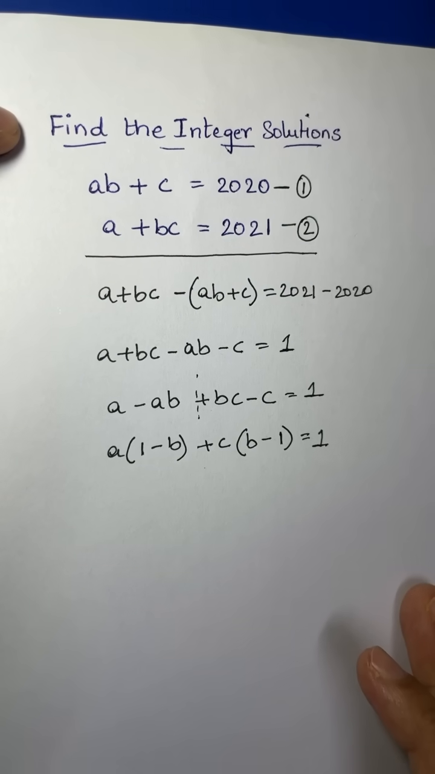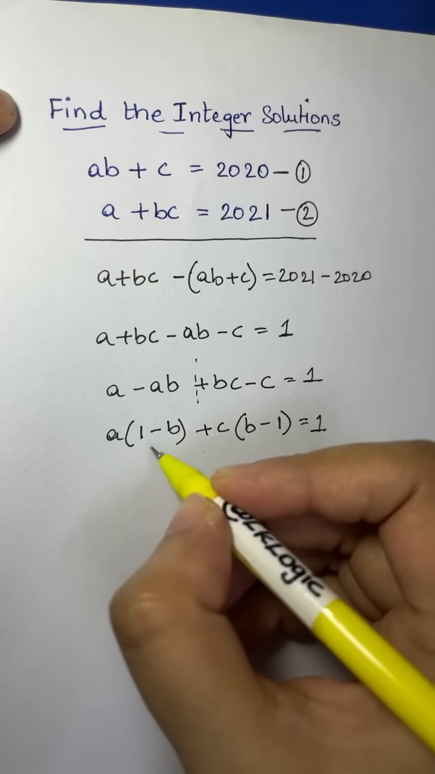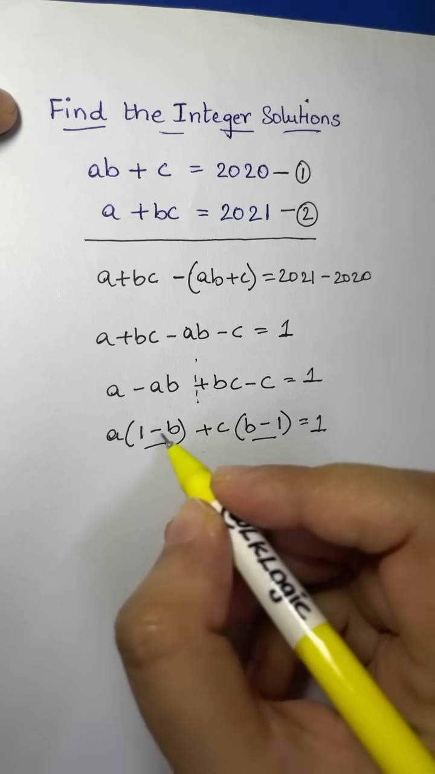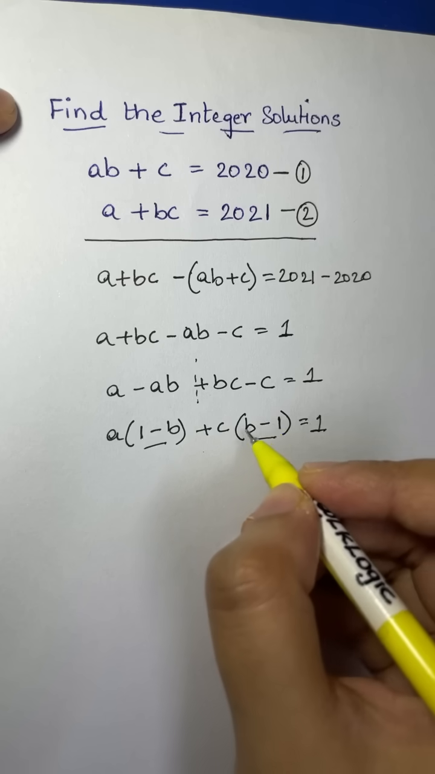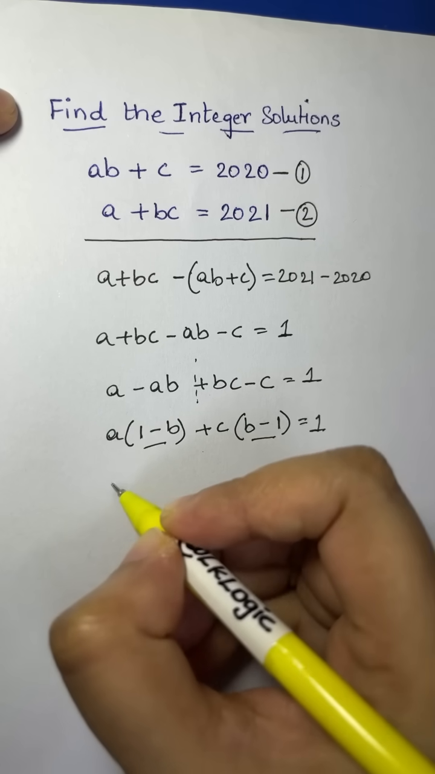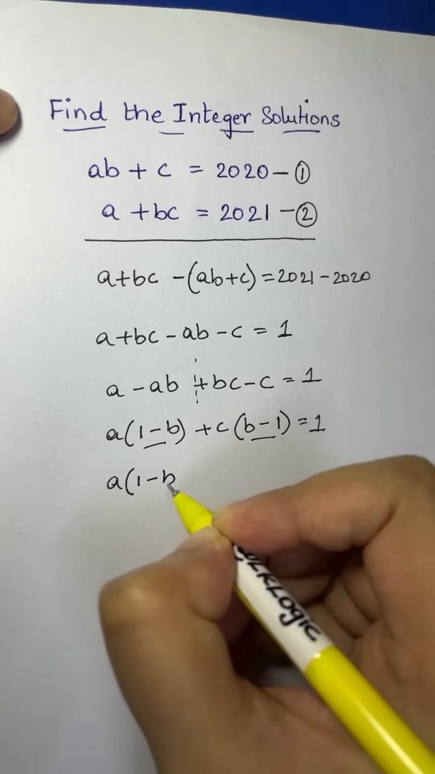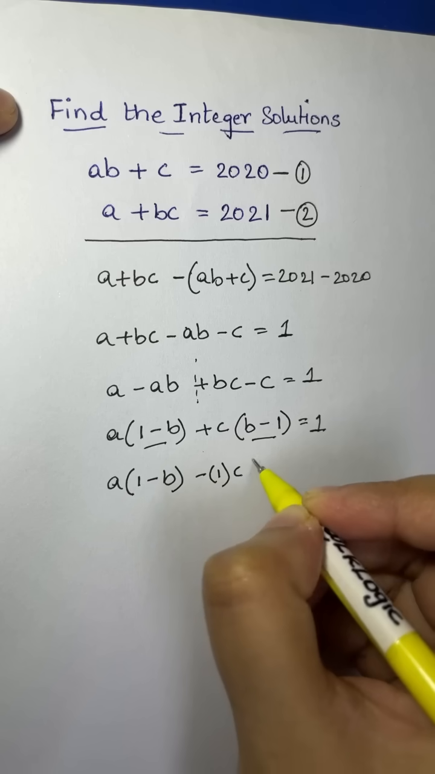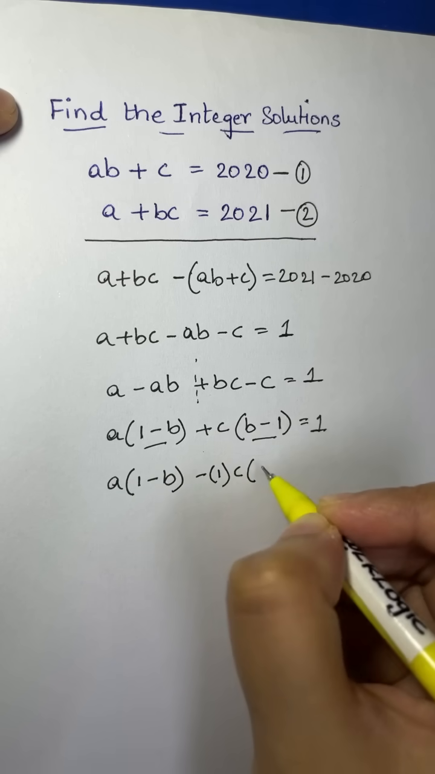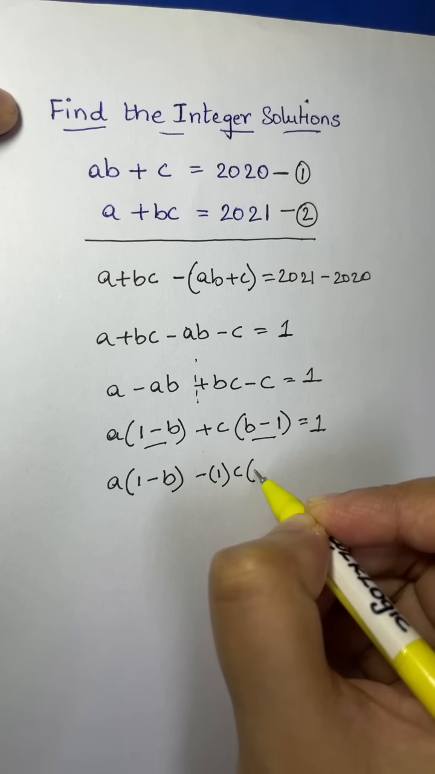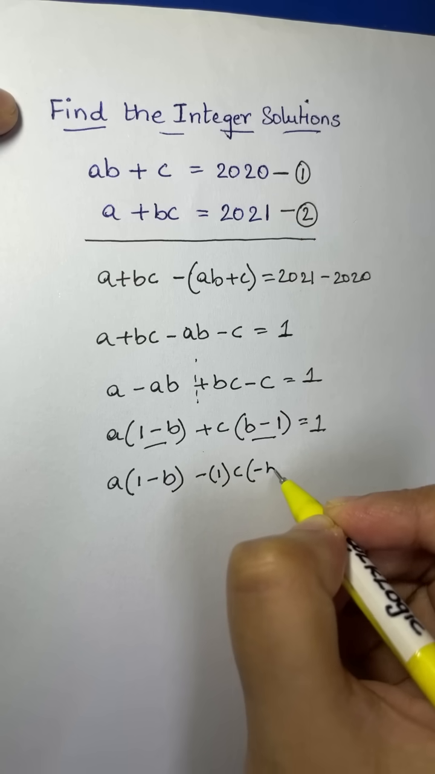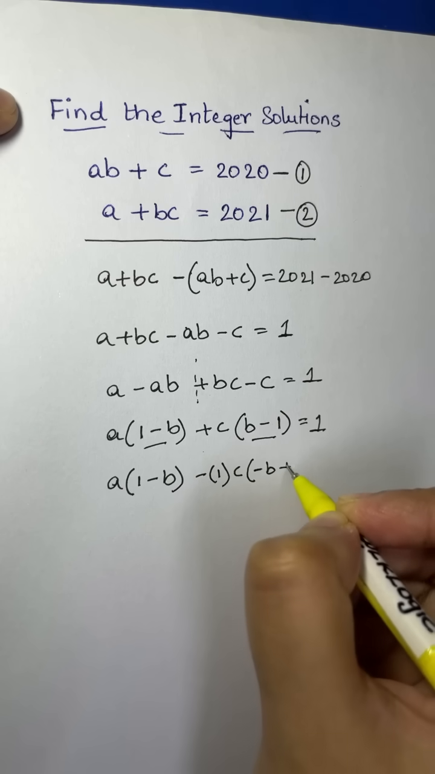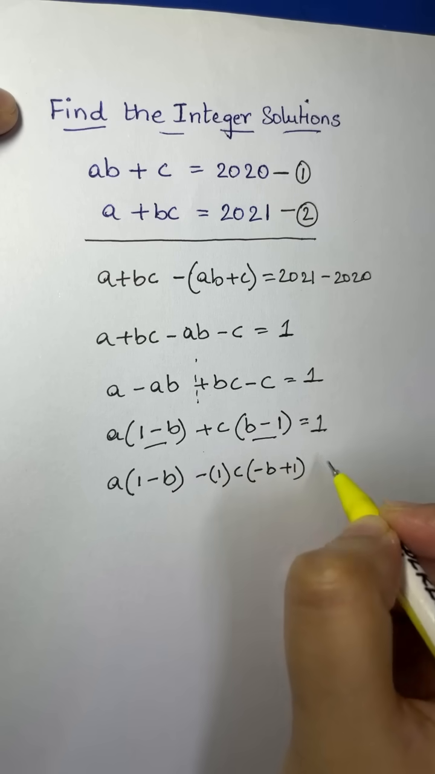Now here we have 1 minus B and here we have B minus 1. I cannot take it out common because there's a difference of signs. So what I do is take out the minus sign common. Here I have A into 1 minus B, and take out minus 1 common from the C term, that will be minus C times, minus into minus gives you plus B, and minus into plus 1 gives you minus 1, equals 1.